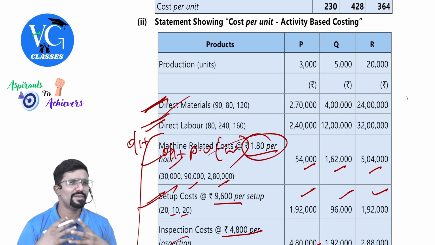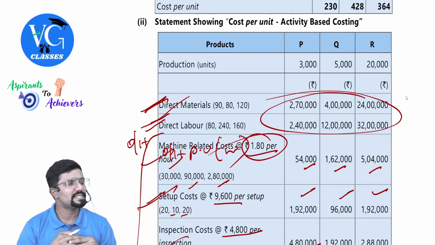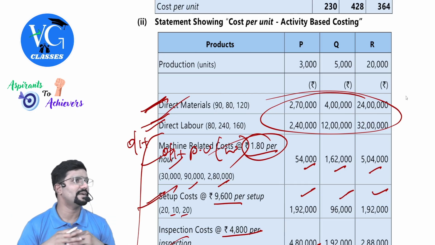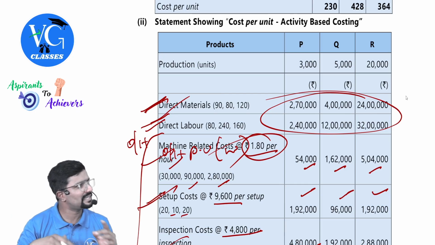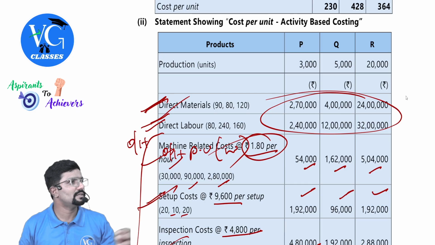Cost per unit. There you can save a little time. Clear? Because here they have done material and labor also total. You can save that time, because they have not asked for total. What they have asked is only per unit. If they ask both total cost as well as per unit, then you can follow this.